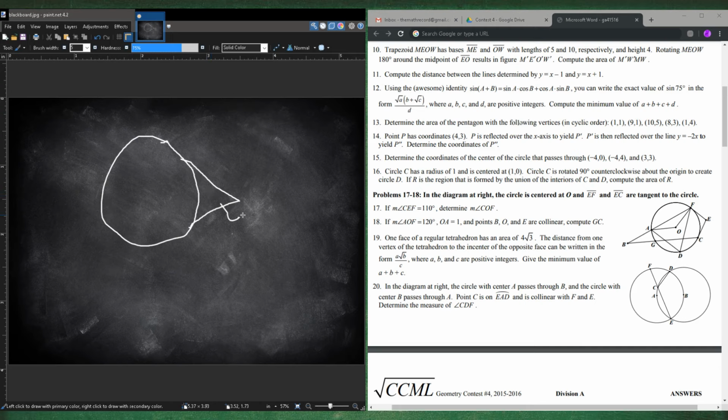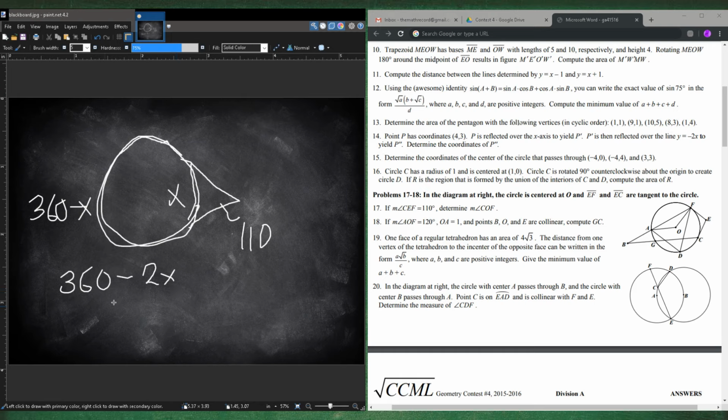So basically this is 110. Let's call this arc over here x. So this entire arc out here, since they have to add to 360, is 360 minus x. So 360 minus x plus x is 360. So the angle formula tells us that this arc minus this arc, divided by 2, is equal to 110. So 360 minus x minus this x is minus 2x together, and half of that is equal to 110. So multiply 2 to the other side, that's 220. 360 minus 220 is 140, which is equal to 2x. So x is equal to 70.